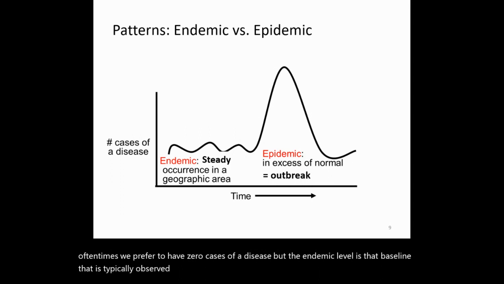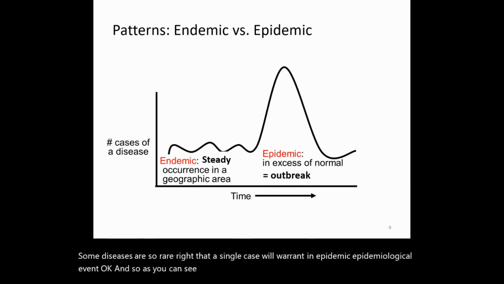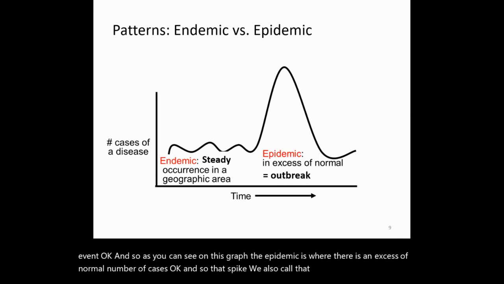So some diseases are so rare that a single case will warrant an epidemiologic event. And as you can see on this graph, the epidemic is where there's an excess of the normal number of cases. And so that spike, we also call that an outbreak.